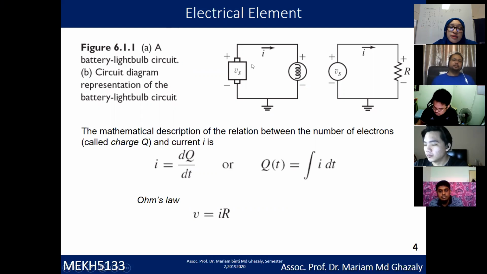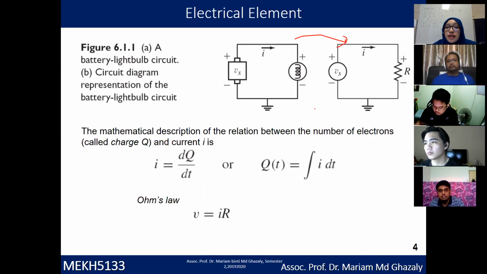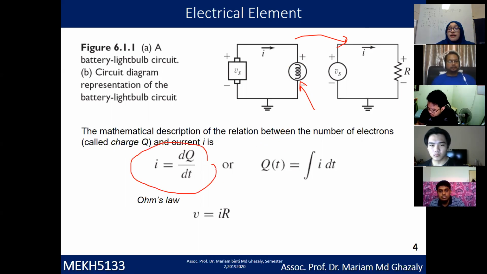You already know this circuit. For example, you have a light bulb and an input voltage. If we draw this as a normal electric circuit, you replace the bulb with R, the electrical element using a resistor. The relation between the number of electrons, Q, and current is given by I equal to dq over dt. This is relevant because later you are going to use dq over dt in the modeling in the time domain.